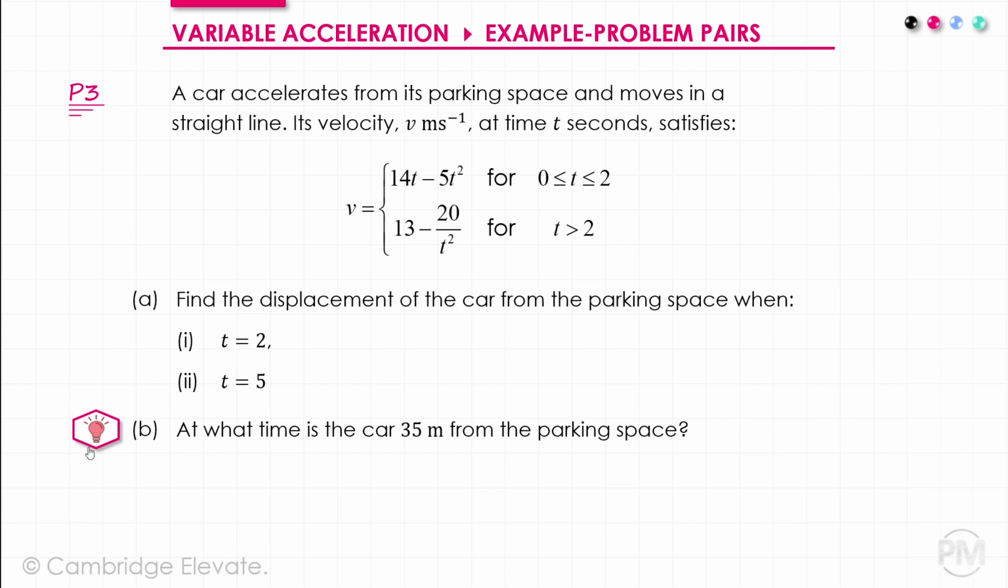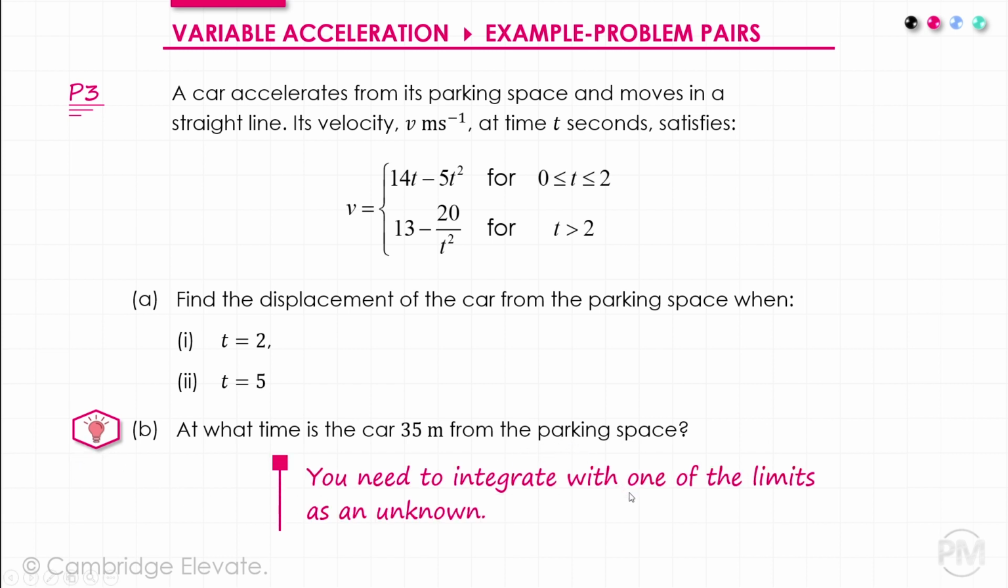Okay, here's the hint for part B. So in part A, you'll find the displacement at t equals 2. You need that for part B as well. And you're also going to need to do another integral where one of the limits is an unknown. That means you'll have to do the integral by hand because you can't use your calculator to do it.